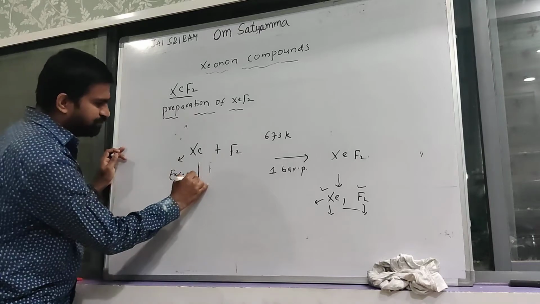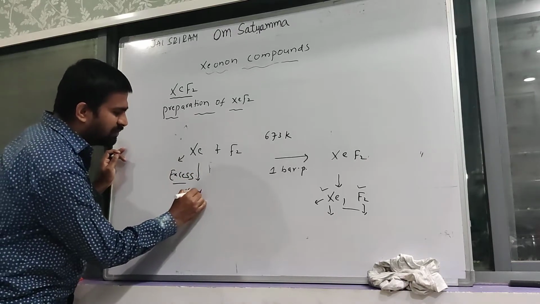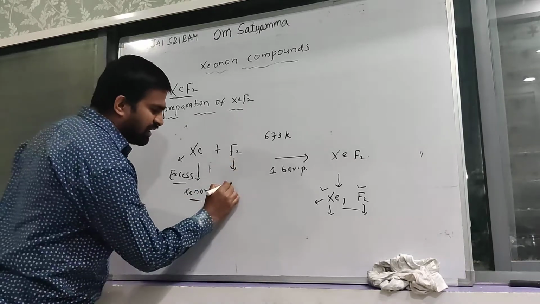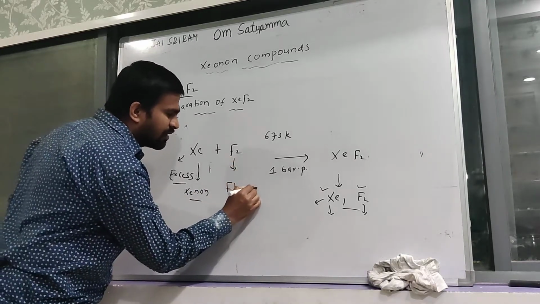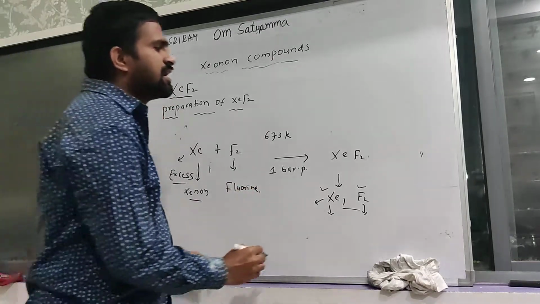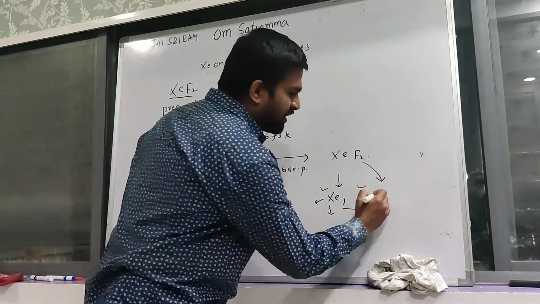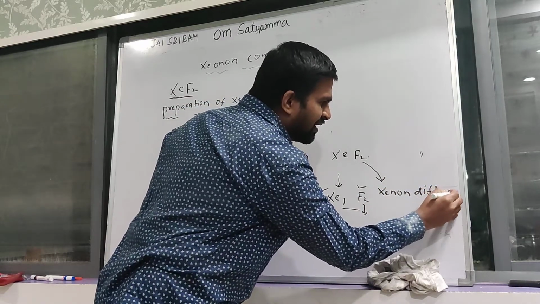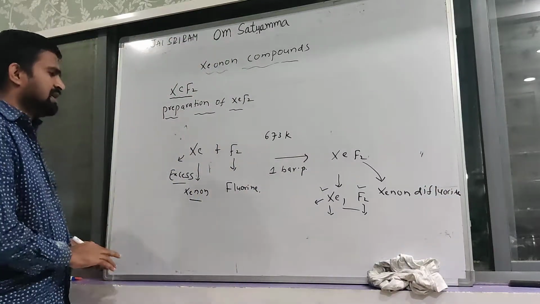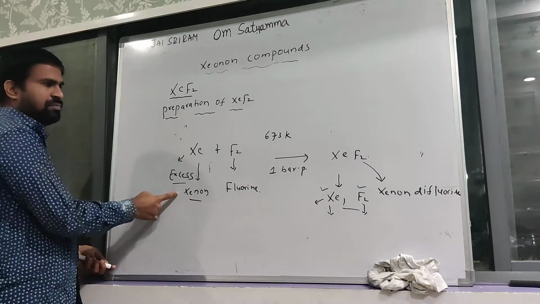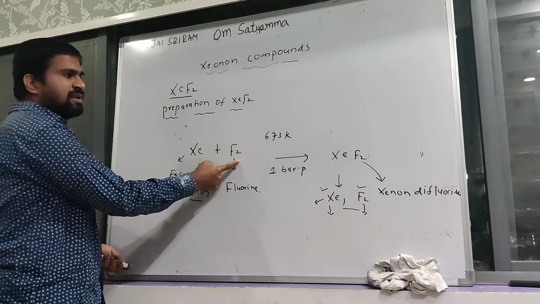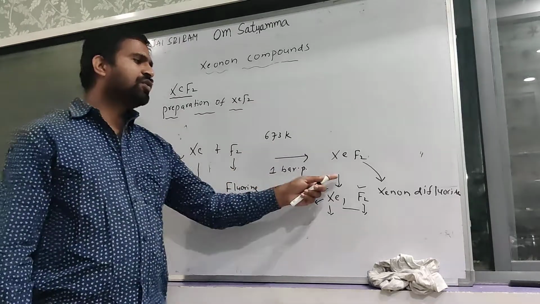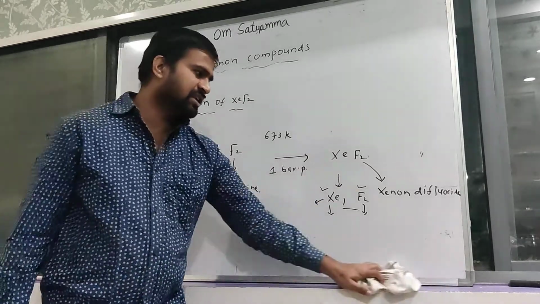Here I am writing in word form xenon. F2 is the chemical formula of fluorine, that's why I am writing fluorine in word form. This is the chemical formula of xenon difluoride, that's why I am writing xenon difluoride. Excess of xenon reacts with fluorine at 673 Kelvin temperature and 1 bar pressure. It gives xenon difluoride.